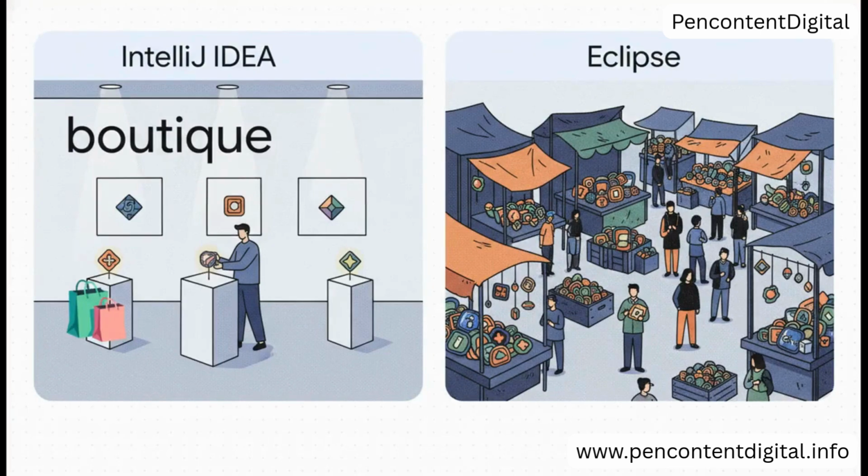And we see that core philosophy pop up again right here. The IntelliJ Marketplace feels like a curated app store. JetBrains keeps a close eye on it, so you can generally trust that the plugins are high quality and up to date. The Eclipse Marketplace is more like a giant, sprawling bazaar. It's huge, it's diverse, but the quality can be all over the place. You might find an amazing hidden gem or something that hasn't been touched in 5 years.